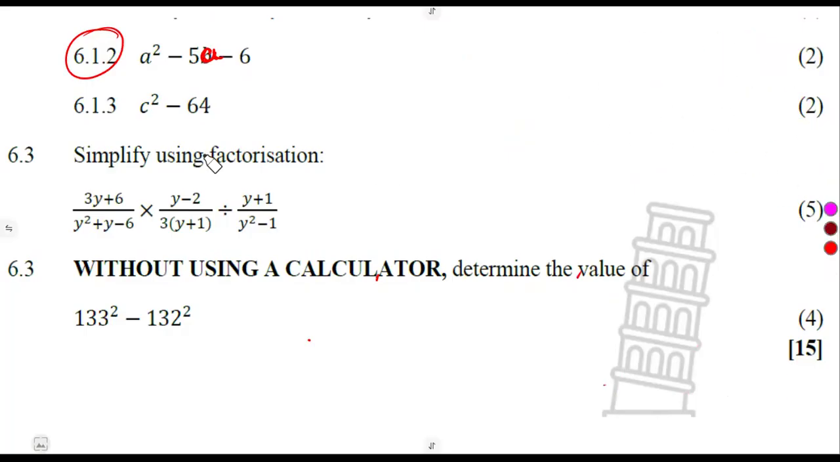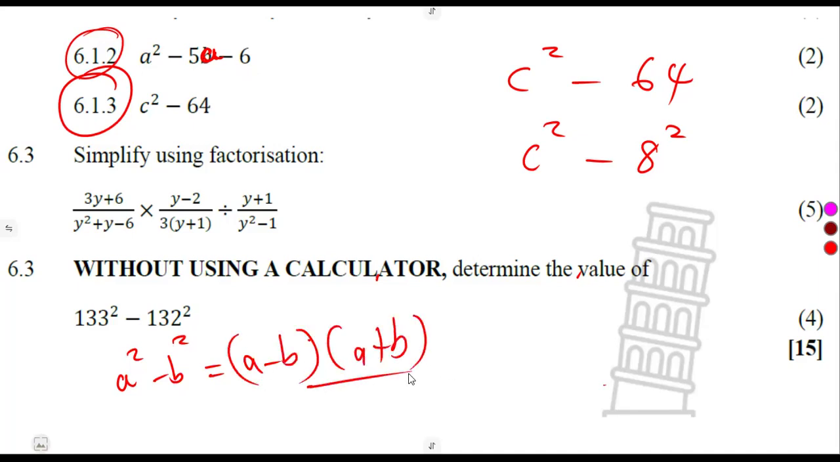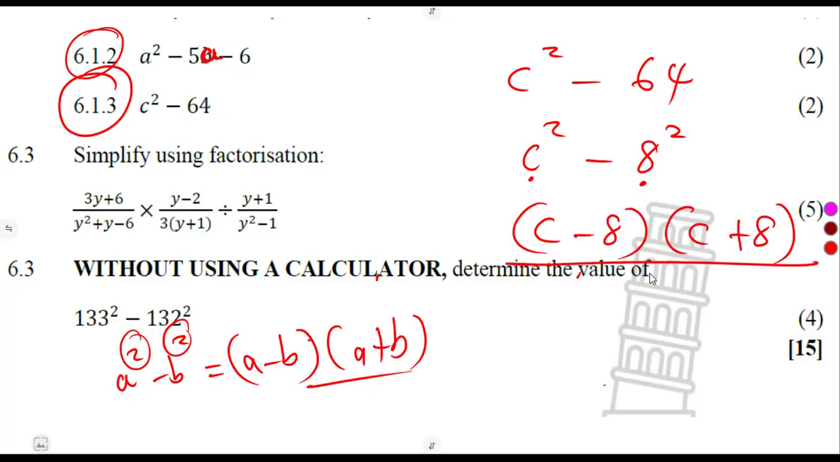All right, moving on to 6.13. c squared minus 64, factorize. This is a difference of two squares. Remember, 64 is the same as 8 squared. And we understand that a squared minus b squared gives us what? a minus b into a plus b. What is being raised to the exponent of 2? It's c and 8. So one must subtract, one must add c and 8.